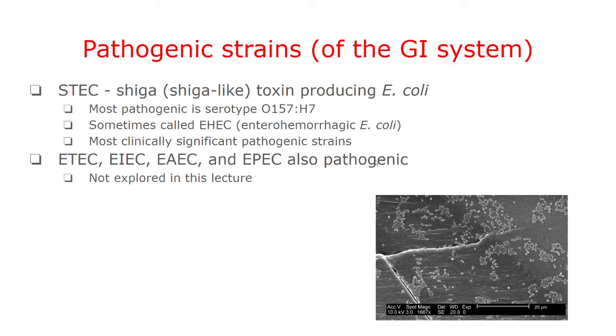The Shiga toxin-producing E. coli are also sometimes called enterohemorrhagic E. coli. That basically means, by your Latin roots there, that it's causing bleeding in the insides of your colon, basically the insides of your intestines, because it's damaging them with the toxin it's producing. These STEC strains are going to be the most clinically significant, and we're also going to be focusing on them for this lecture.